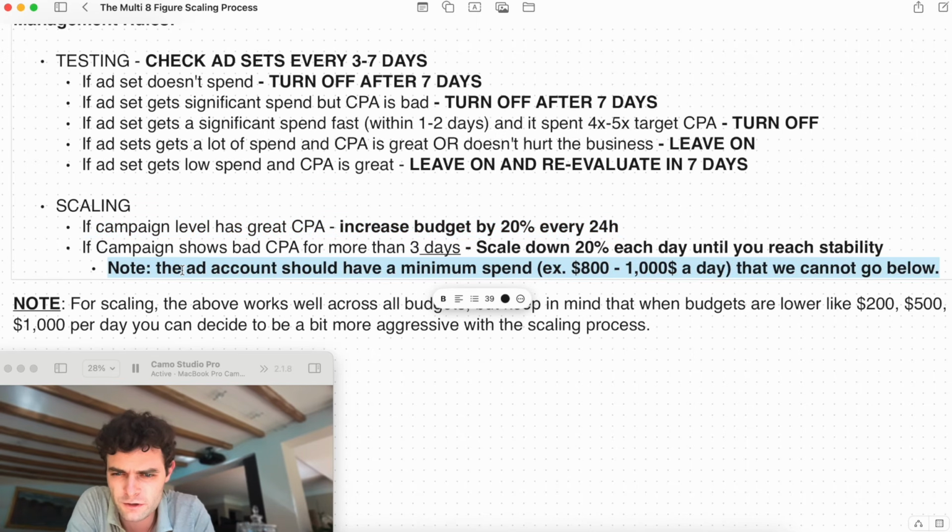Okay, one note here. The ad account should have a minimum spend, whether it's 800, 1,000, 500, whatever, that we cannot go below. Why is this important? Because we can descale as much as possible, but we still need enough budget to test the ad account and test concepts. So you might be in a position, maybe if you're starting out, where you just need to set a minimum, right? That minimum could be $100 a day, $500 a day. You will have to decide that based on your budgets and the creatives that you have in hand to test. But you can't just decrease until you get to zero, or else it doesn't make any sense.